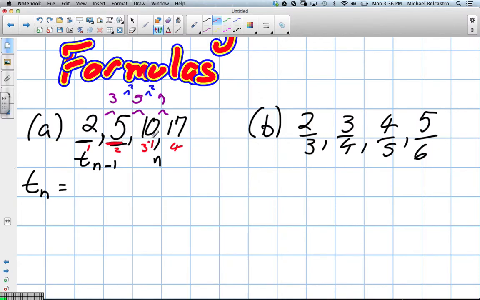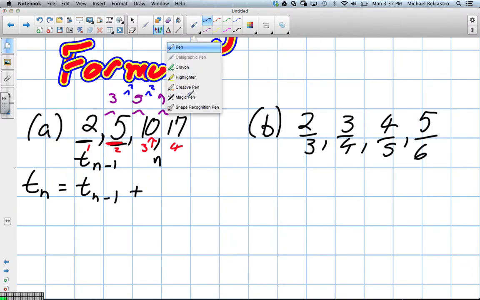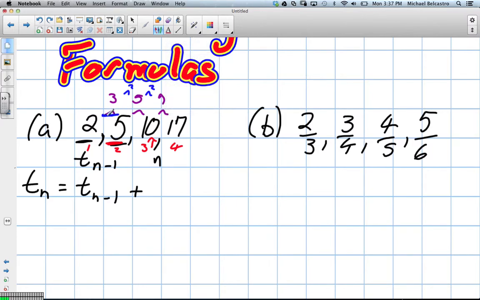So let's say, again, I'm looking for a value of 10. I got to take the value before, so I got to find T at n minus 1. That would be my 5 in that case. And then I'm going to have to add it to the difference of the two numbers before that. So if I'm looking for 10, the difference of the two numbers before that plus 2.